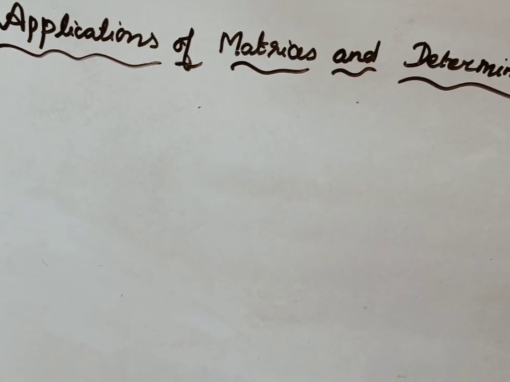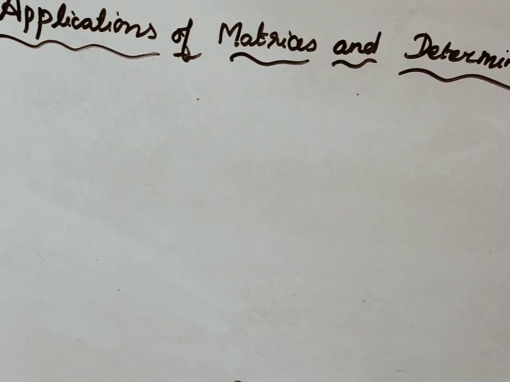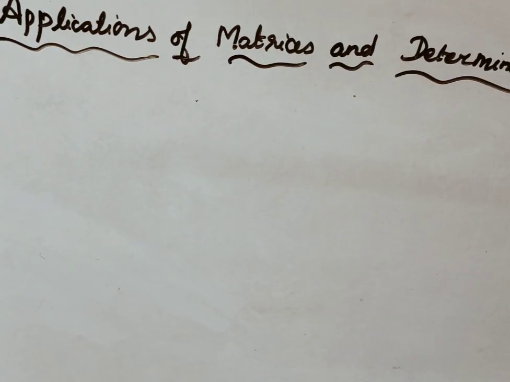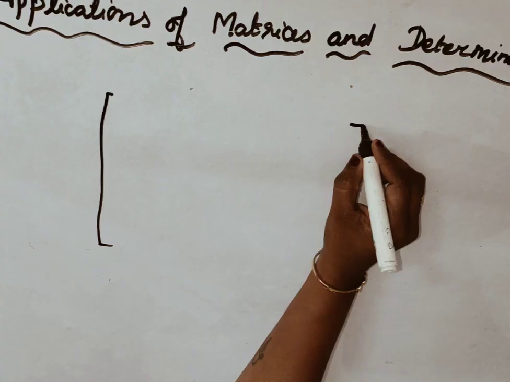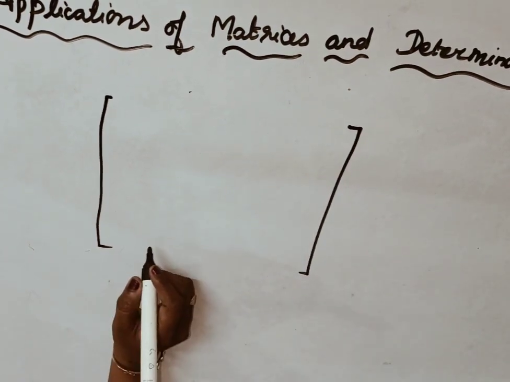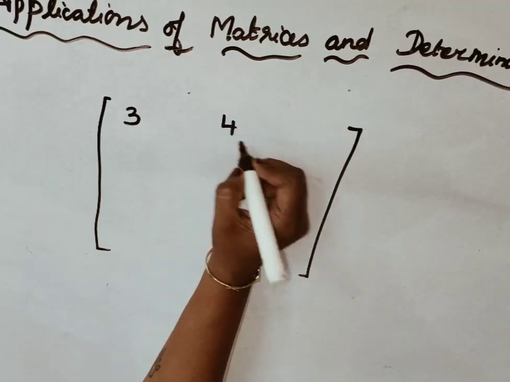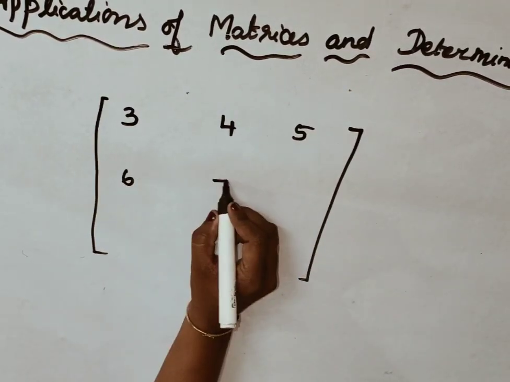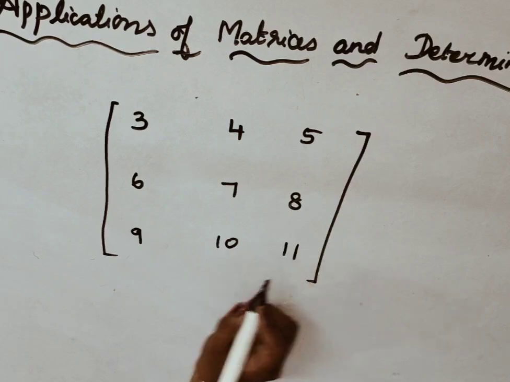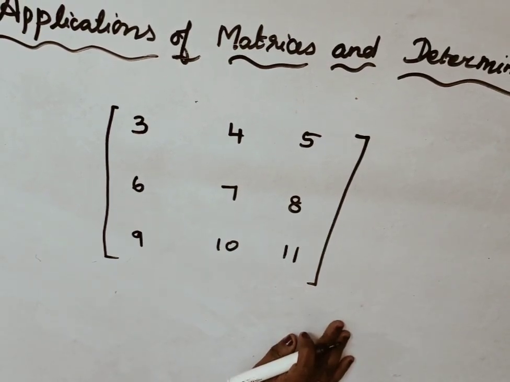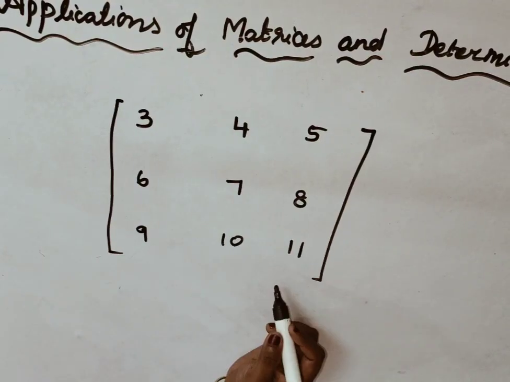In this video, we are going to understand what matrices and determinants are. First of all, what is meant by matrices? A matrix is an arrangement of elements row wise and column wise. For example, 3, 4, 5, 6, 7, 8, 9, 10, 11. This is called a matrix, where we have arranged elements row wise as well as column wise.